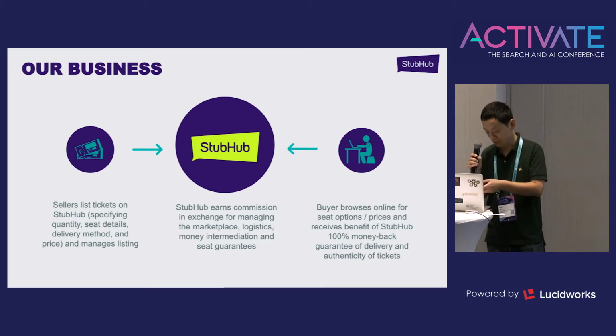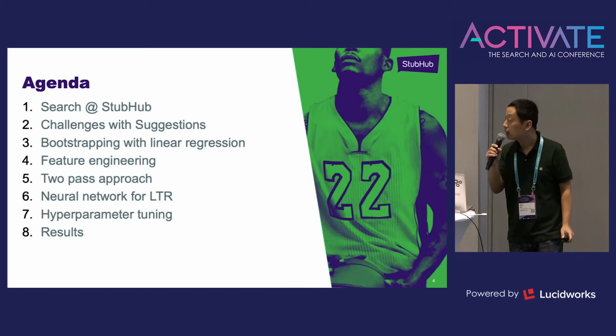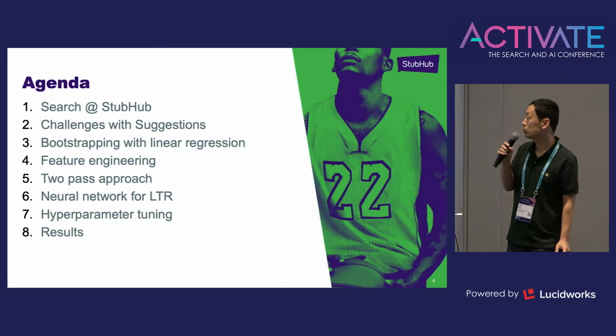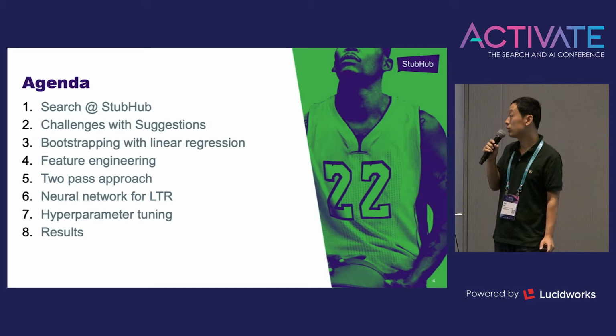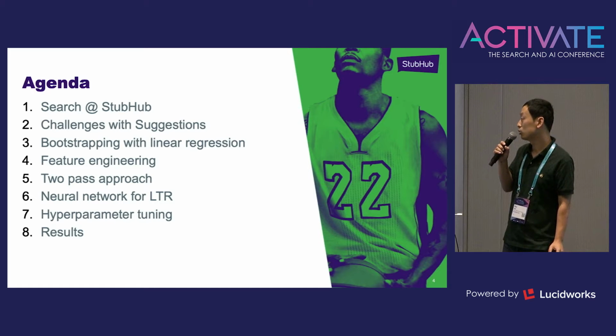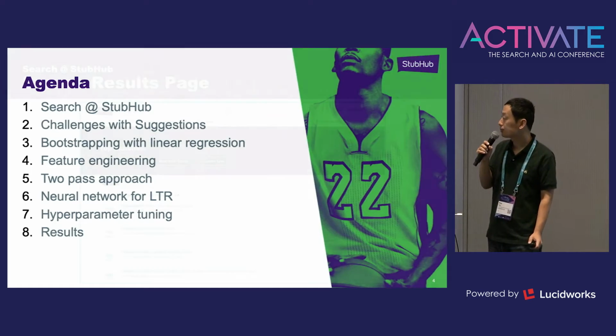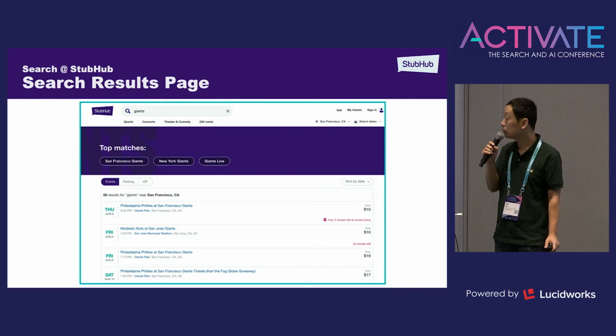This is our agenda. First, I will go through how we do search at StubHub, and some challenges we have with suggestions. Then Ankit will introduce how we solve this with machine learning and learning to rank.